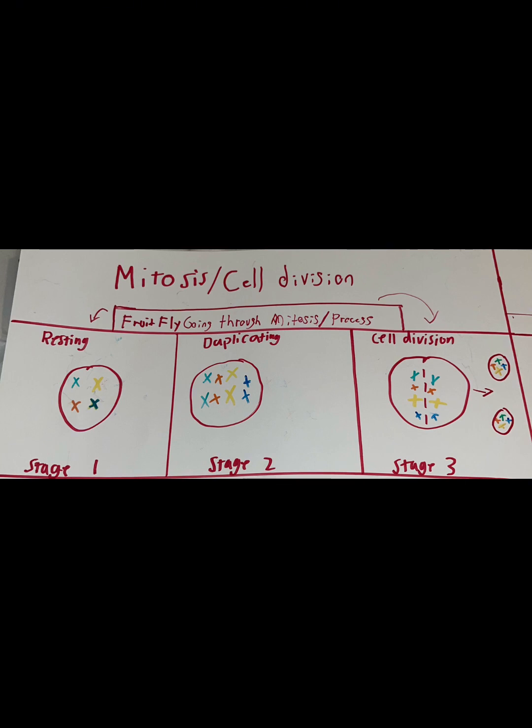Soon after is the second step, the duplicating state. In this case, the cell's 8 chromosomes double into 16. The chromosomes inside the cell double. Lastly is the dividing state. The cell separates itself into 2 new cells, completing the process.